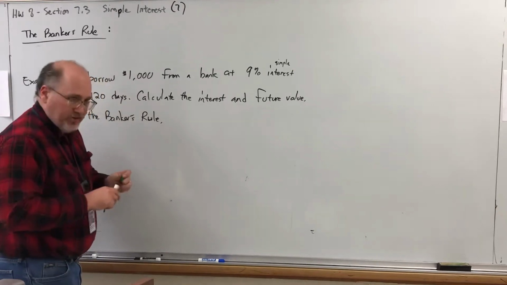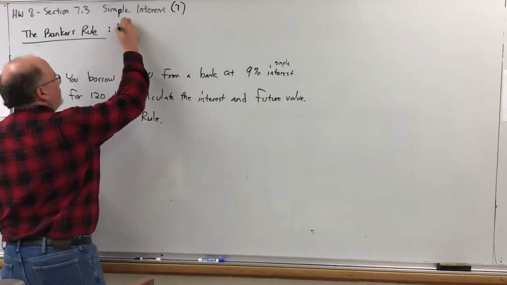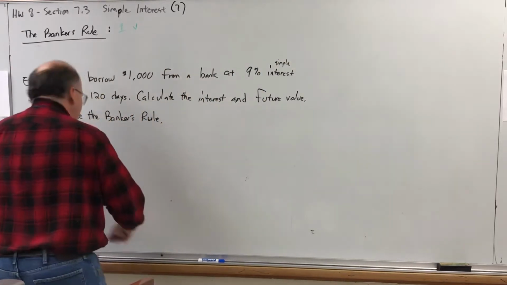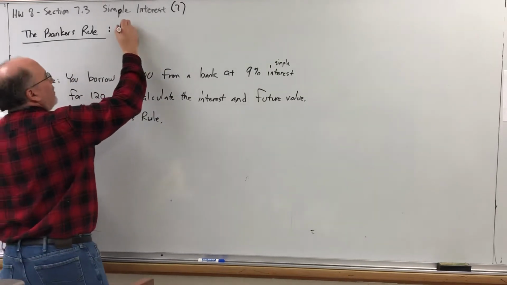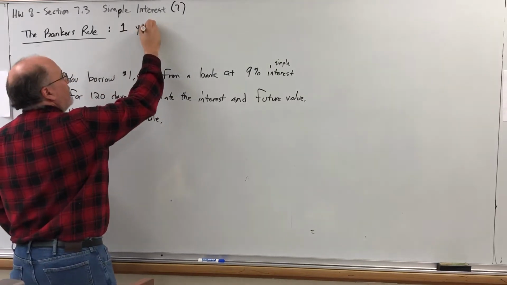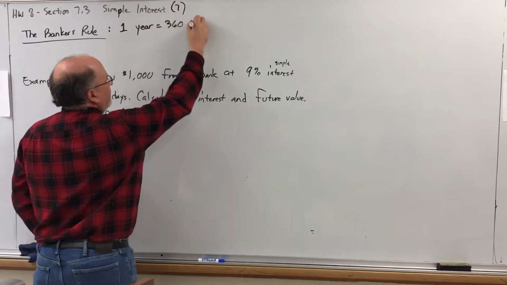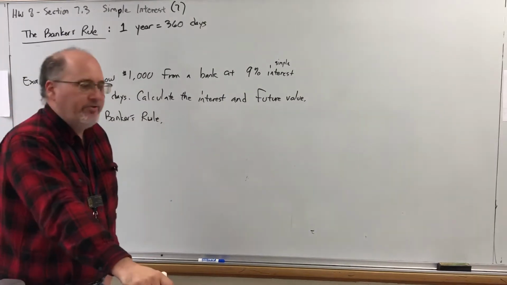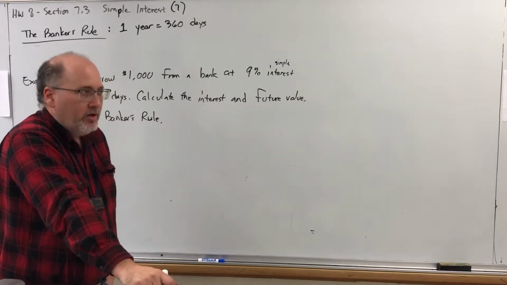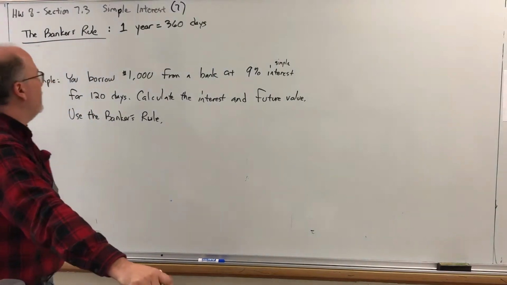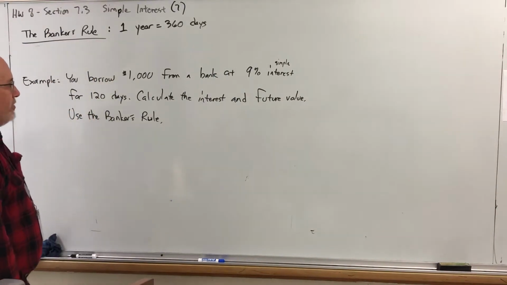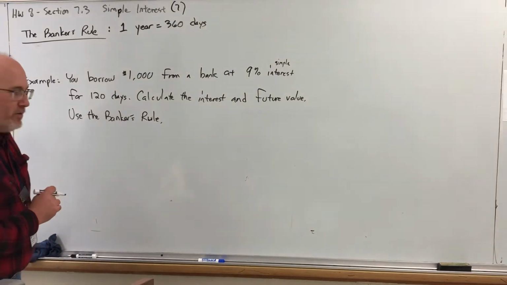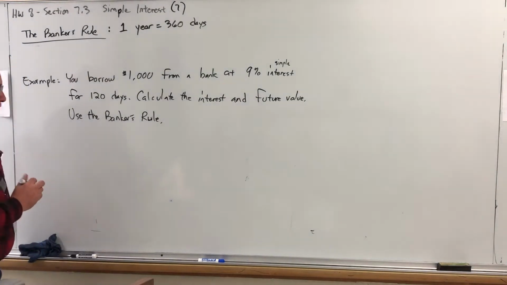The Banker's Rule is really simple. The Banker's Rule says 1 year is 360 days. Now, we all know that's not true. We all know that 1 year is 365 days, except in leap years, where it's 366. So why does the Banker's Rule say 1 year is 360 days? Well, let's set up the calculation for the interest, and then I'll explain why.